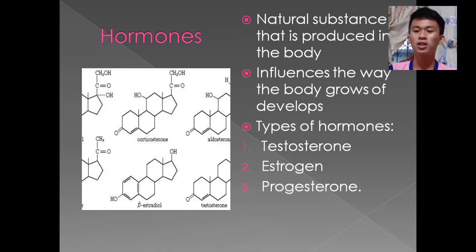Next, the hormones. A hormone is a natural substance that is produced in the body and influences the way the body grows and develops. There are many types of hormones, but we only tackle three here to keep it easier: testosterone, estrogen, and progesterone.